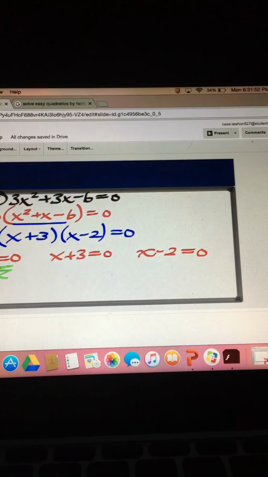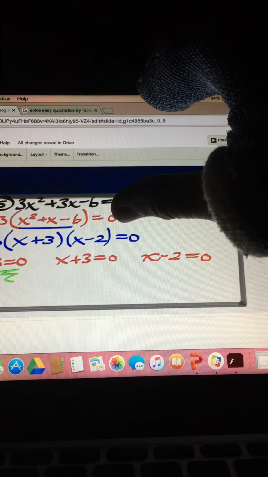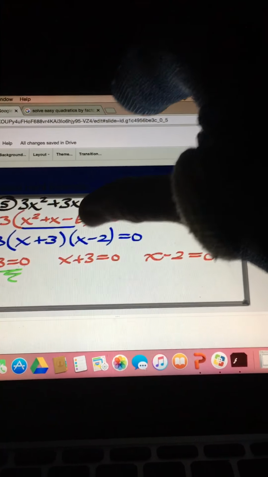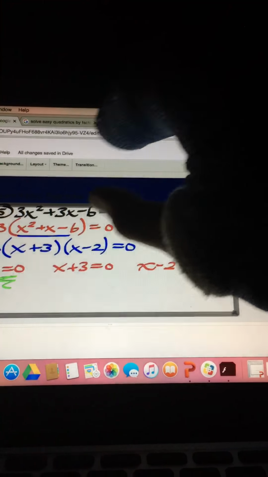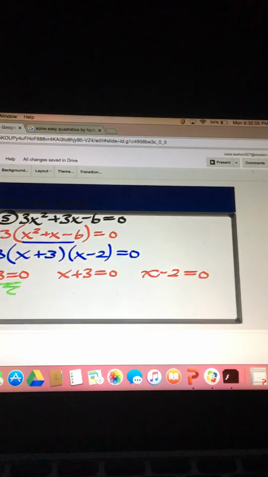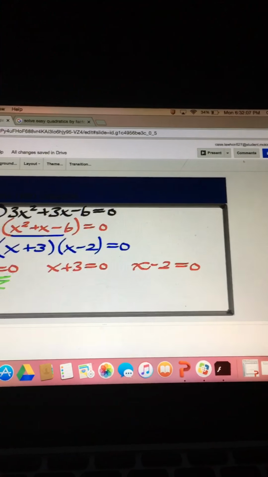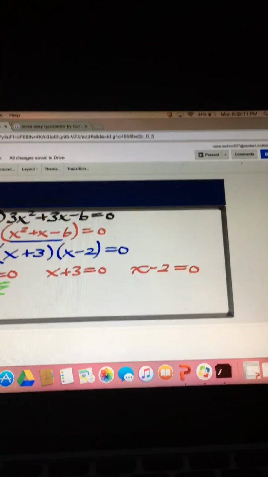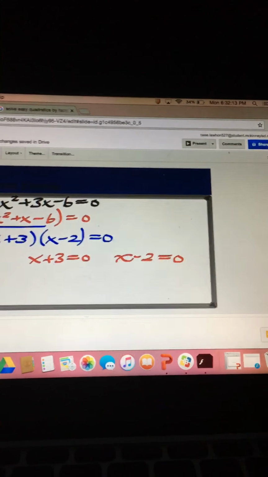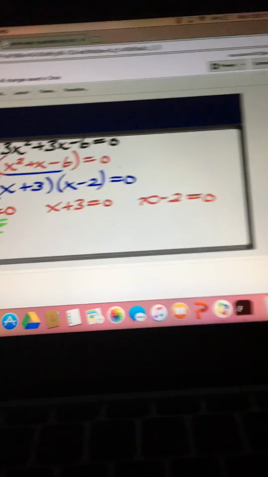What you're going to do after that is 3 equals 0, x plus 3 equals 0, and x minus 2 equals 0. You can't do anything with the 3. You can get x plus 3 equals 0, so the 0 there would be negative 3. And x minus 2 equals 0, and the other 0 is a positive 2.